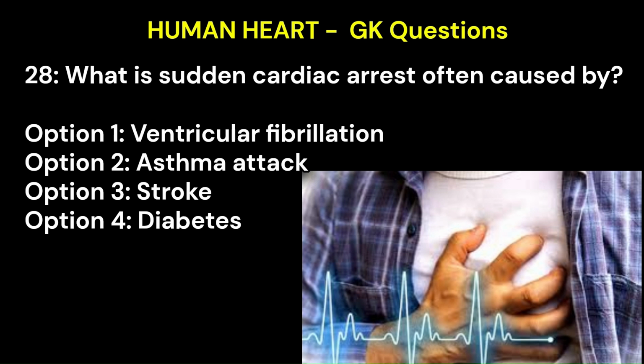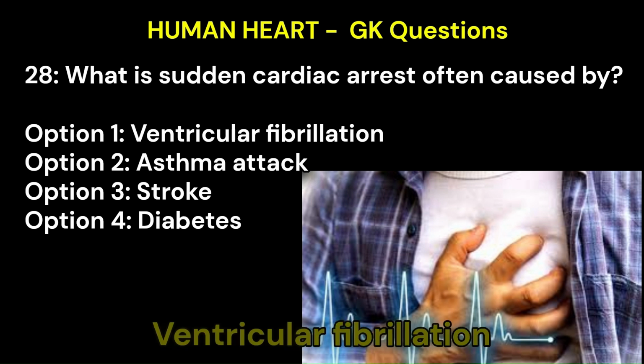Question number 28. What is sudden cardiac arrest often caused by? The options are: Option 1, ventricular fibrillation. Option 2, asthma attack. Option 3, stroke. Option 4, diabetes. The correct answer is ventricular fibrillation. VF is a chaotic rhythm where the heart quivers instead of pumping. Immediate CPR and defibrillation are vital for survival.